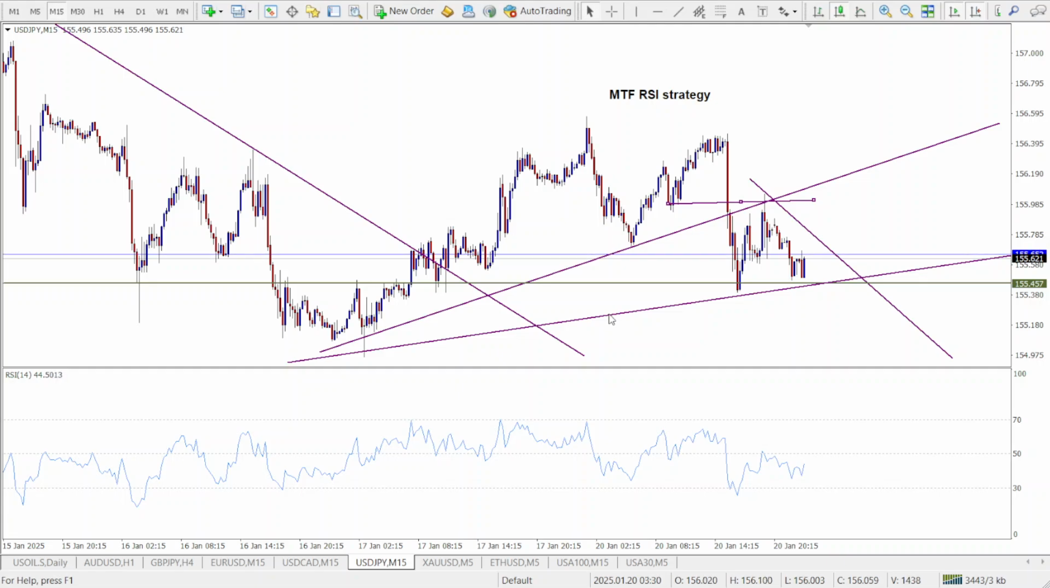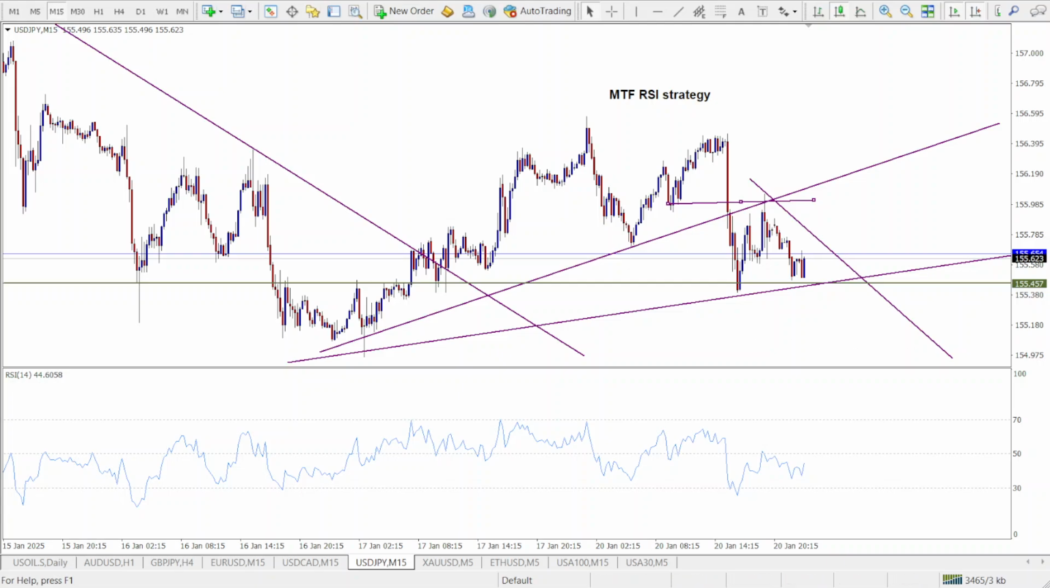Secondly, do not overcomplicate things. All right, it's important to keep things simple. The RSI is a straightforward indicator, and combining it with multiple time frames is already a powerful tool. So don't overload your charts with too many indicators. Just focus on the RSI and price action. All right, you're good to go with that.